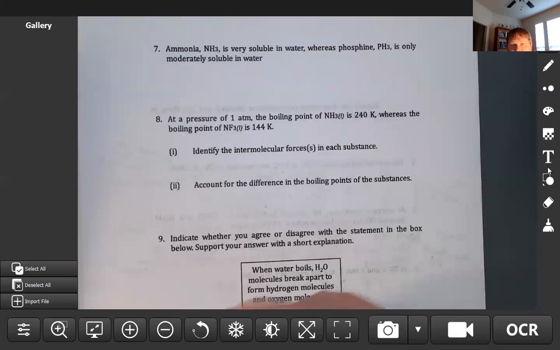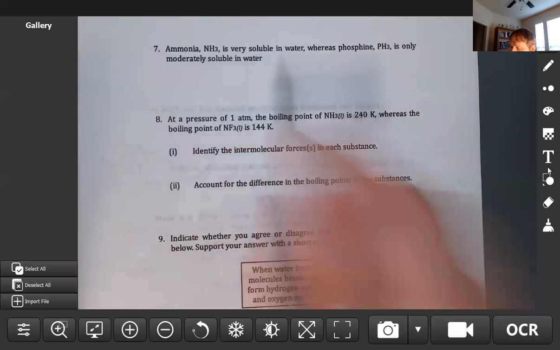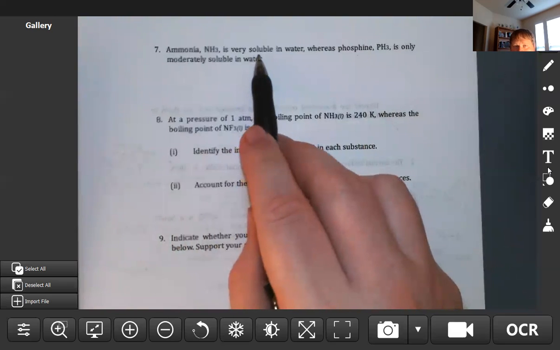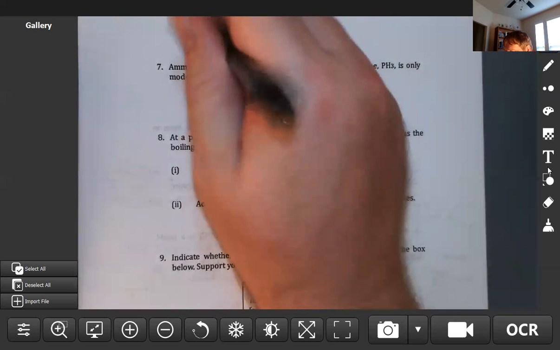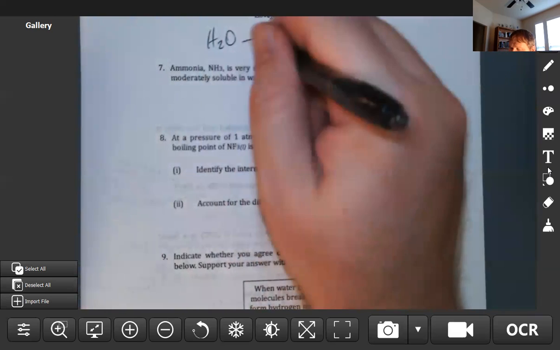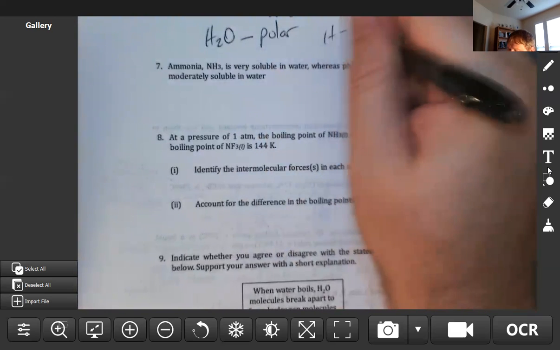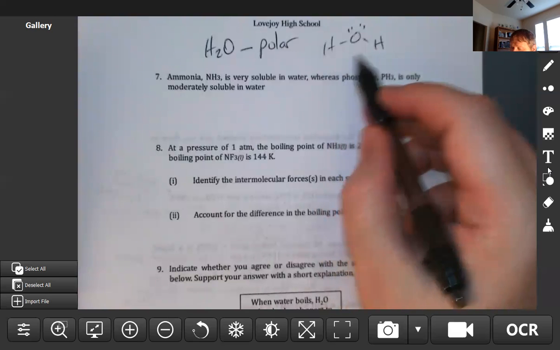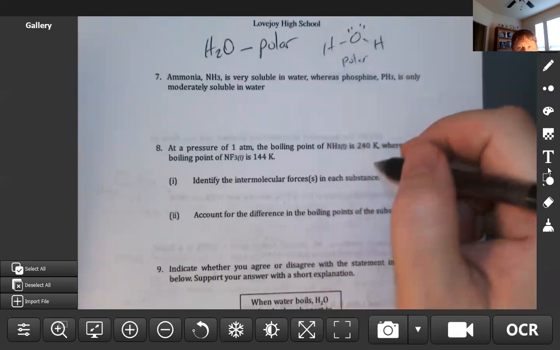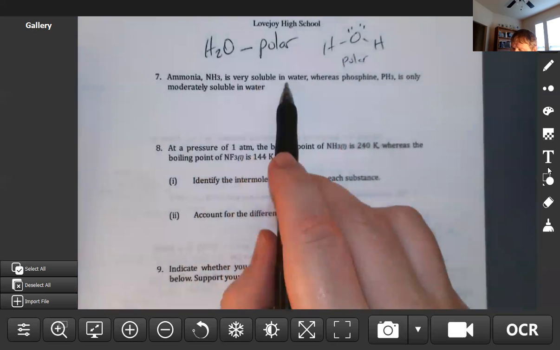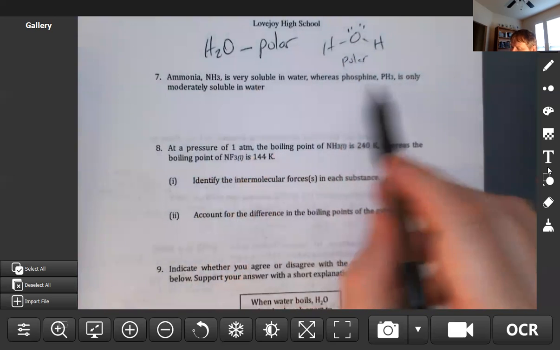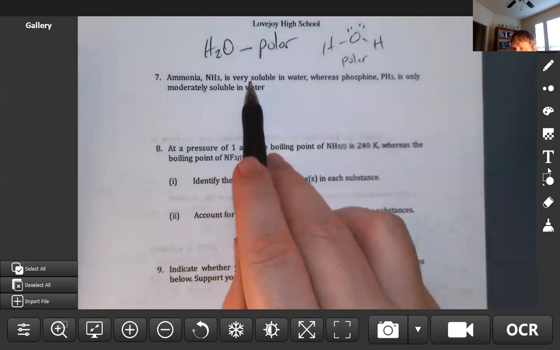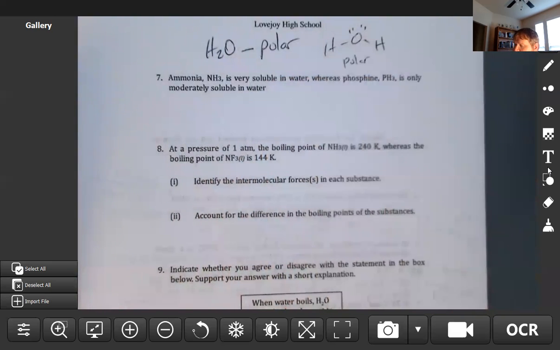All right. In number seven, ammonia is very soluble in water, but this molecule phosphine is moderately soluble. The property we're looking at here is solubility in water. To answer this, we have to know a little bit about water. Maybe you know this, maybe you don't. Water is polar. We did the Lewis structure of this. I hope you learned a little bit about this in middle school biology. It is bent geometry, so it is polar. Therefore, if ammonia is soluble in water, it must be polar also. If phosphine is moderately soluble, it must be polar also, but something else must be going on if ammonia is very soluble. So let's see what's going on.